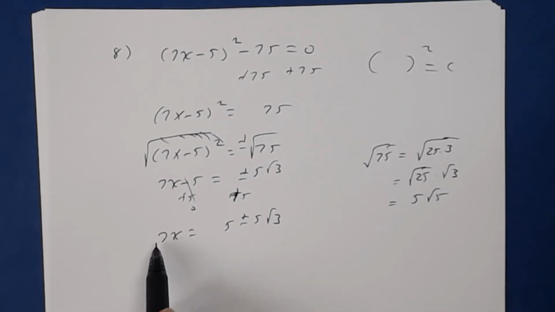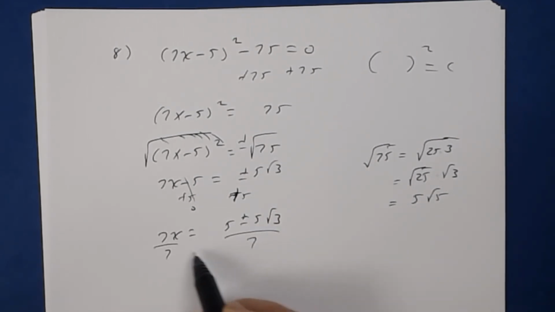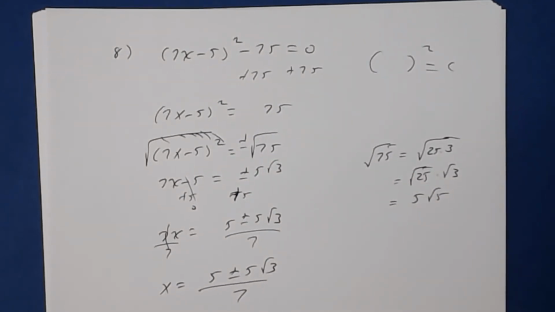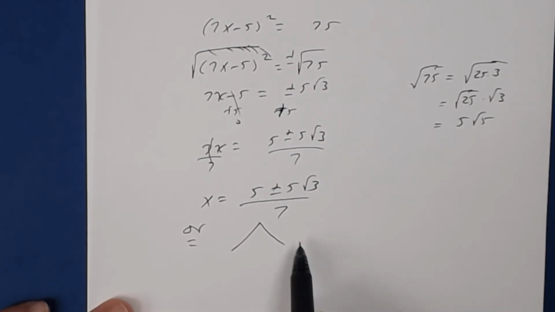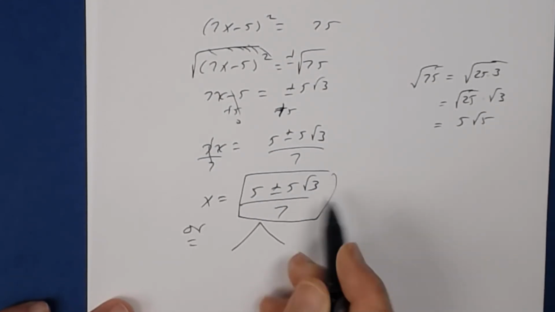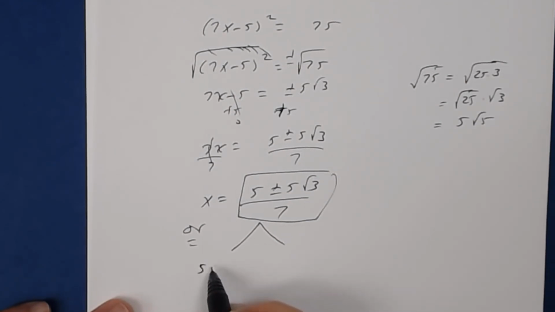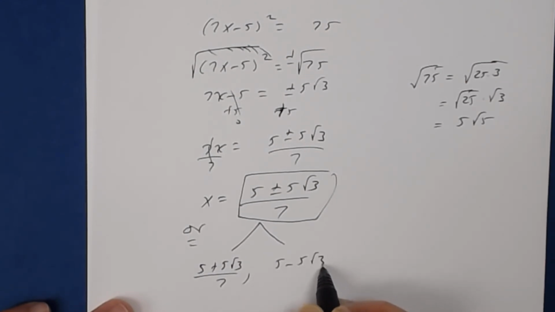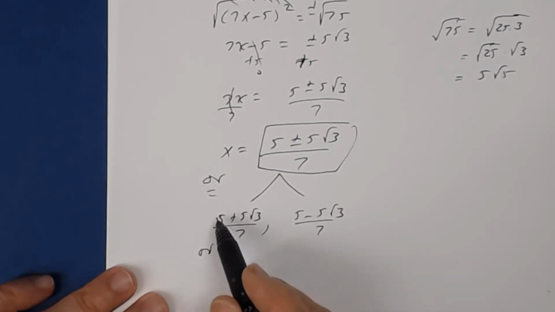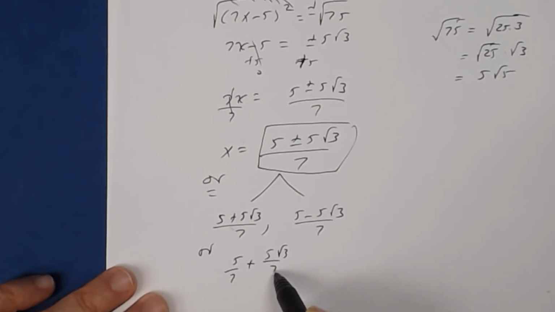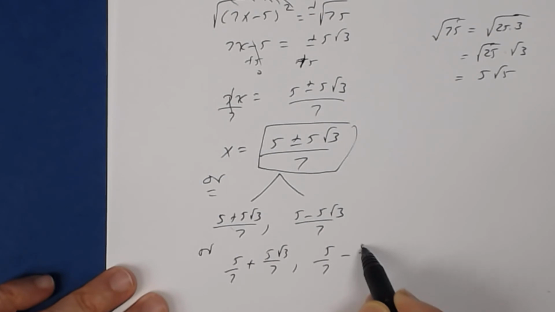And then how to get x by itself? Divide both sides by 7 and you're done. Leave it like that. x equal 5 plus and minus 5 square root of 3 over 7. Now on my math lab, you're going to write this as two separate solutions. So you're going to say 5 plus 5 square root of 3 over 7, comma, 5 minus 5 square root of 3 over 7. And then if you want to, you can go further. You can write this as two separate fractions. 5 sevenths plus 5 square root of 3 over 7, comma, 5 sevenths minus 5 square root of 3 over 7.